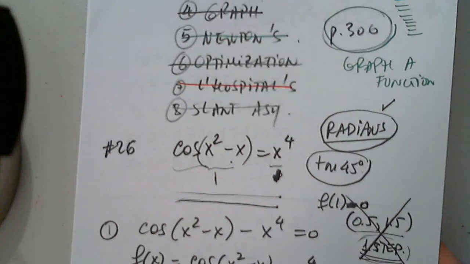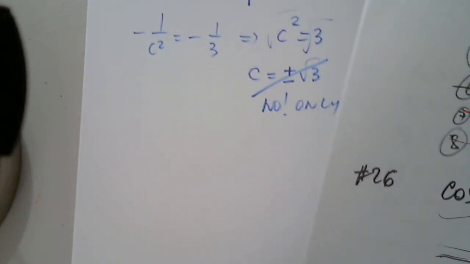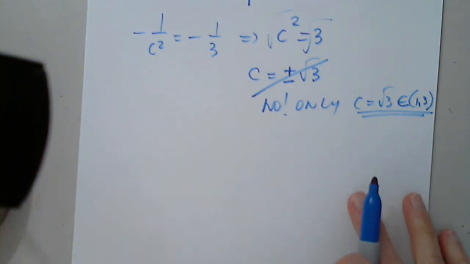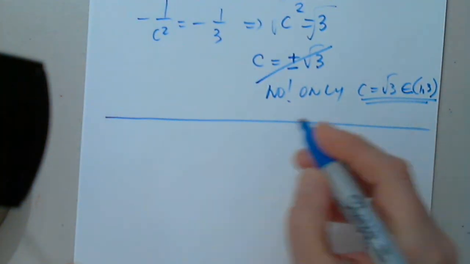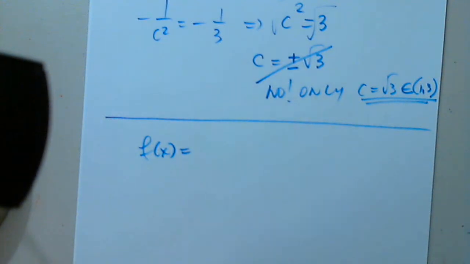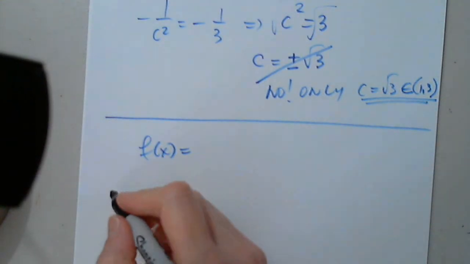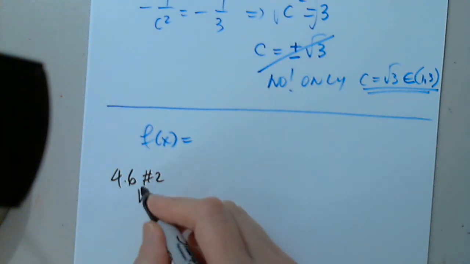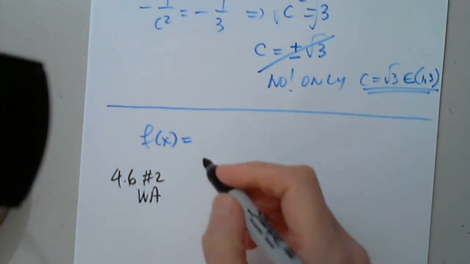In case anybody doesn't mind, I have a WebWork problem I had issues with. Yes, I'm ready. I think that was the graphing. I think that's 4.6 problem number 2. Is it from WebWork? Yeah. Can you read the function for us?